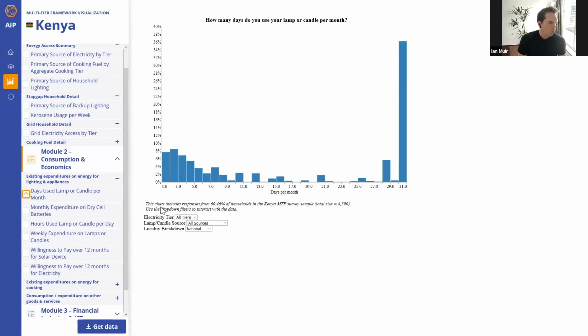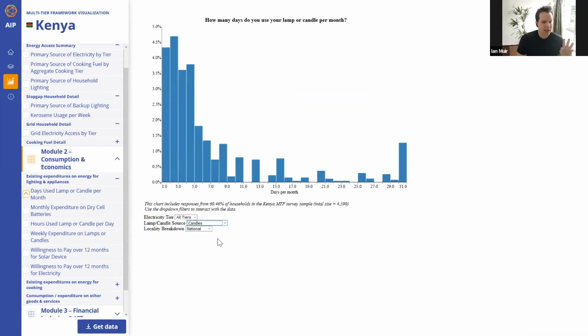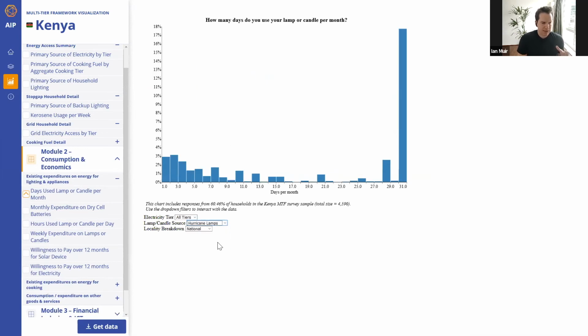One thing you can see very clearly looking at this chart, for example, we're looking at globally now the use of kerosene and candles, but if you flip and say, let's just look at candles, candles in Kenya are broadly being used as a backup source for people with electricity connections that are typically unreliable. If you switch to hurricane lamps, a type of kerosene lamp, you can see people are using these on essentially a regular basis as their primary source of lighting.